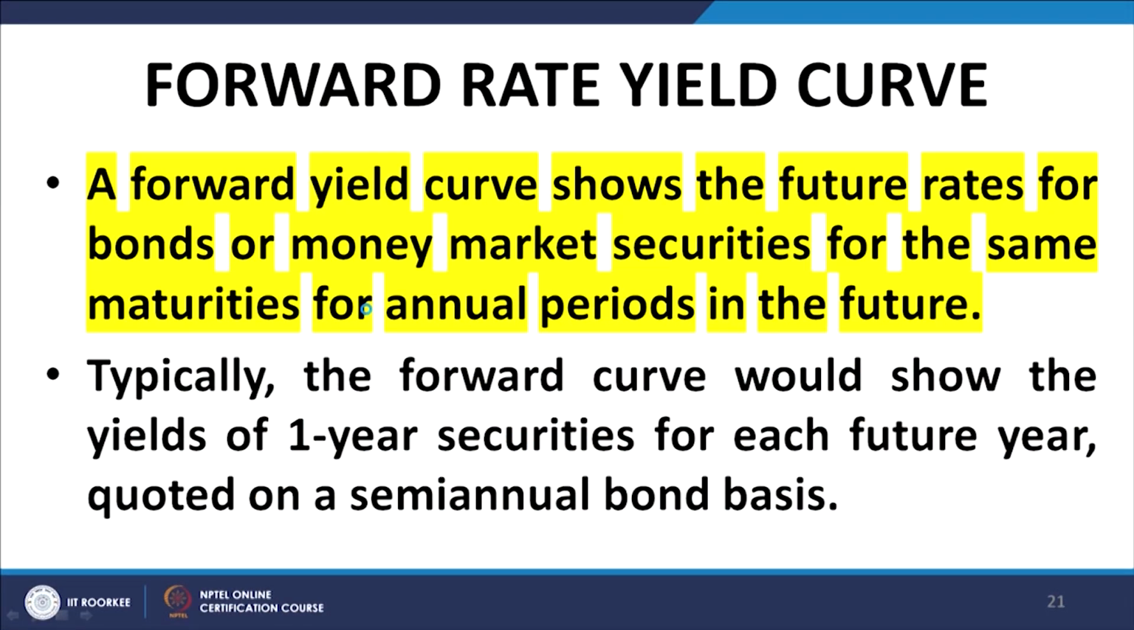Typically, the forward curve will show the yields on 1 year securities for each future year quoted on a semi-annual bond basis. So, typically forward curves would show the yields for 1 year securities. I have said it is usually 1 year, it is not necessarily 1 year, it may be 2 years, it may be 5 years, but the quotations are on year to year basis. So, 1 year initiation, 2 year initiation, 3 year initiation, whatever the maturity of the loan may be.